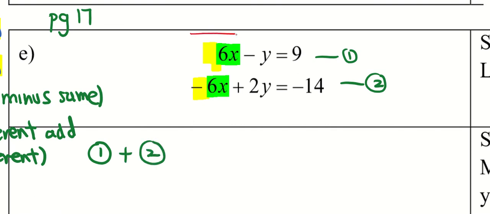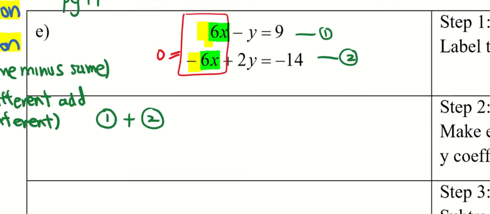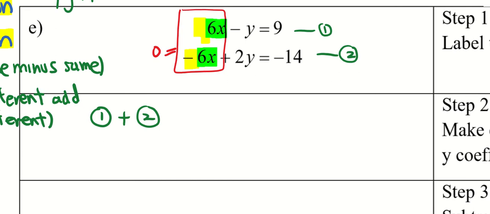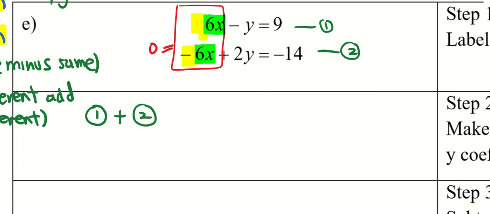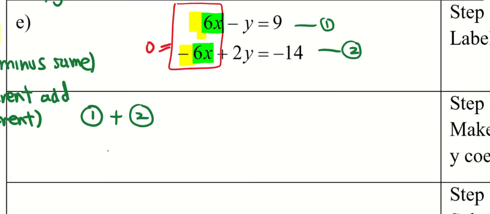So what's it going to do? If I add these two together, what would it give me? It will give me 0. So I can just totally ignore my x terms. But I'm going to add my y terms. Okay, so minus y plus 2y, because I'm adding. And then this is on the left hand side. For the right hand side, 9 plus minus 14.